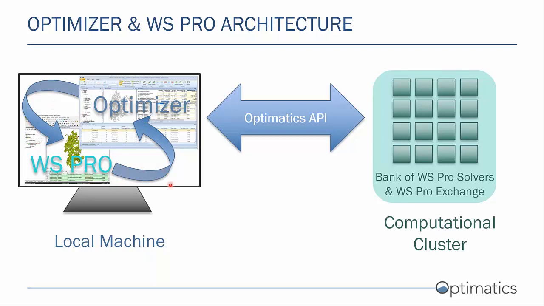This is enabled with WS Pro Exchange, which is how Optimizer can change things in the WS Pro model and also how it can get results back out from WS Pro to calculate the penalties and the costs. So through an API, when you're ready for optimization, the optimization itself is going to occur on a cluster where there's a bank of WS Pro solvers with WS Pro Exchange. That's going to enable the many thousands of combinations of your model to be run, and then you're able to get that back onto your local machine for interrogation.